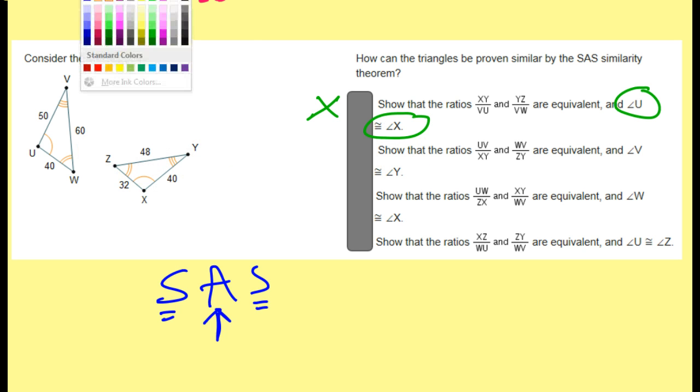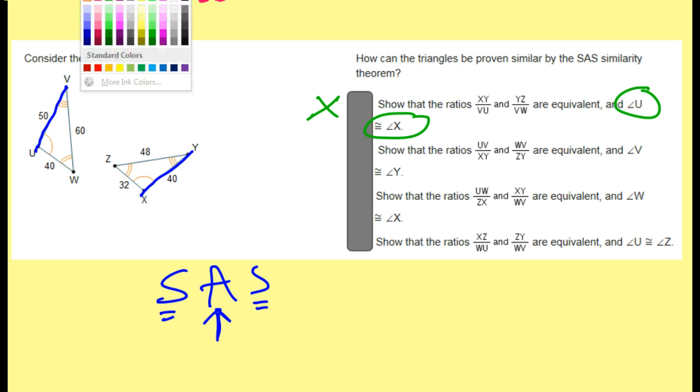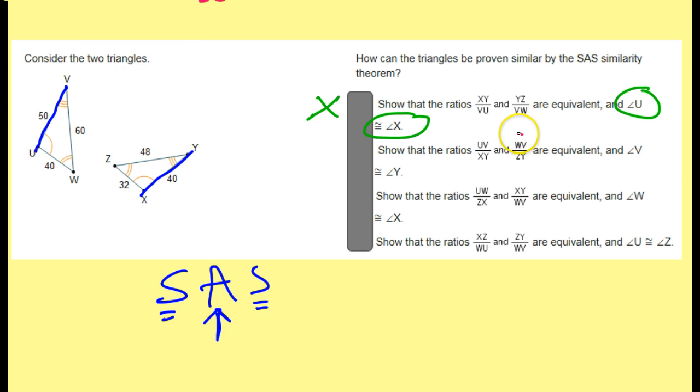Okay, let's go again. The next one, we have UV and XY. So here's UV corresponding to XY. Whoops. UV and XY. And then we have WV corresponding to ZY.